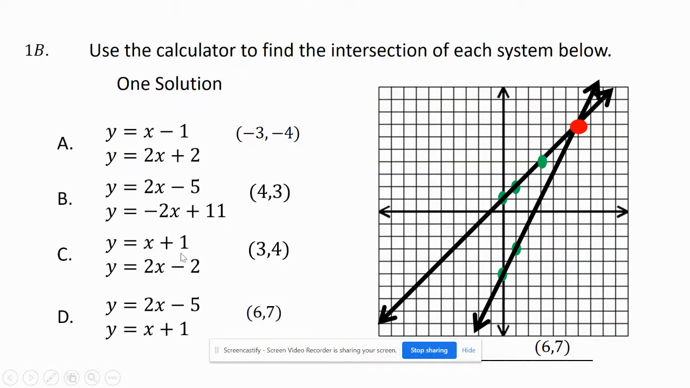And then anytime you have two lines that intersect, and we looked at some of these earlier if you watched any of the videos, these are examples of lines that do not have the same slope and they intersect at some point or another. These would have one solution.